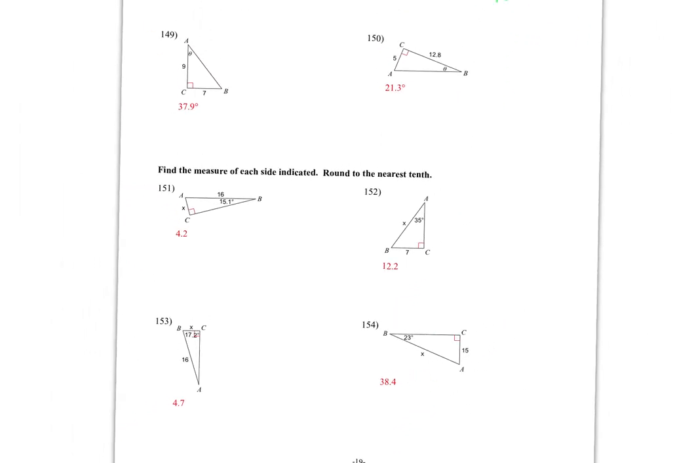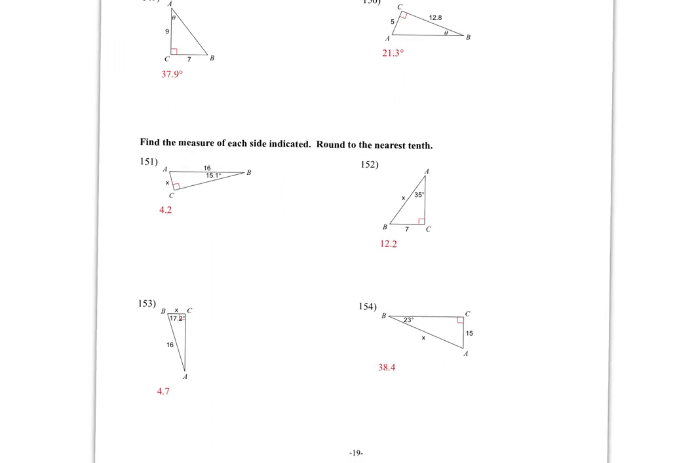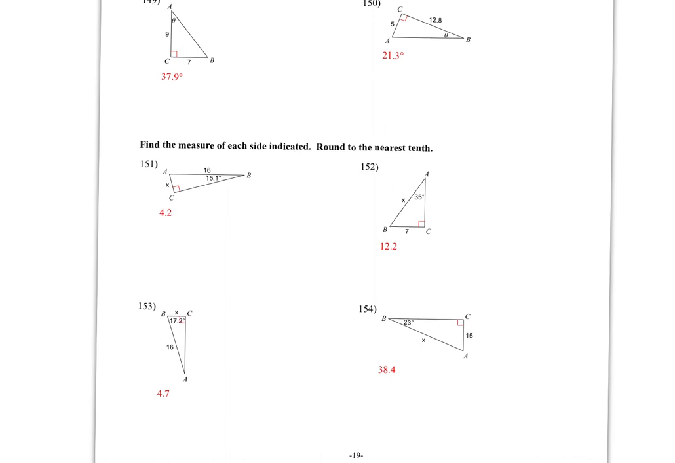Again, you're using SOHCAHTOA, but now you're trying to find a side length. Okay, so figure out what side length you're missing. Are you missing opposite, adjacent, or hypotenuse? Use the correct SOHCAHTOA trig function. And now you're not using inverse because you have the angle.